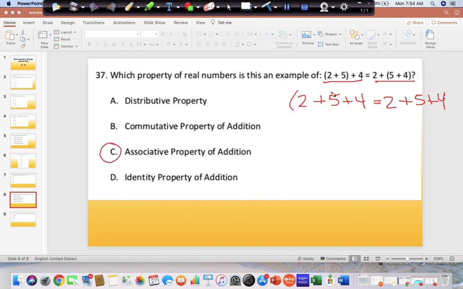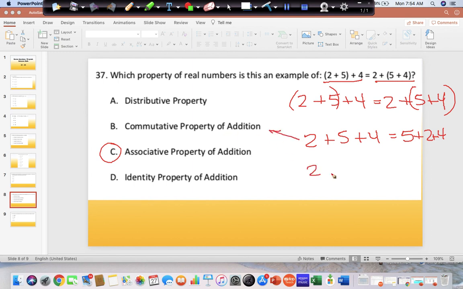When you are just changing the parentheses, so now the parentheses are around your 5 and your 4 versus your 2 and your 5, and you did not change the order of the numbers, that is the associative property. If you change the order of the numbers, for example, if this was 2 plus 5 plus 4, and it changed to 5 plus 2 plus 4, that's the commutative property.